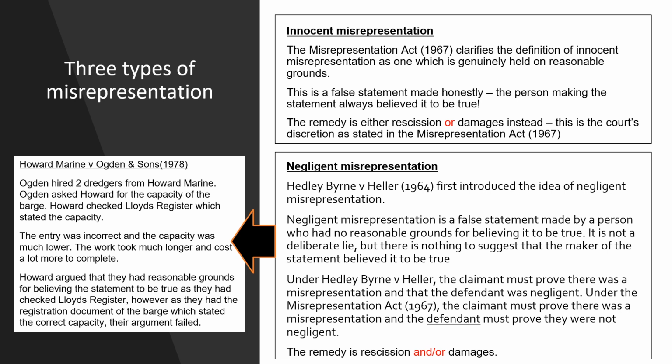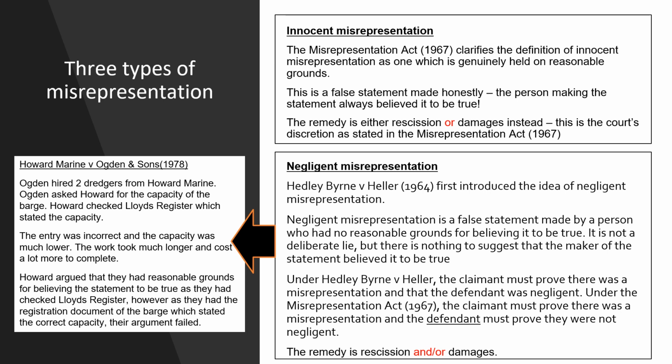Negligent misrepresentation is a bit more complicated. It was only actually introduced in 1964 in the case of Hedley Byrne v Heller, and that introduced the idea of it. So this is where a false statement is made by a person who's got no reasonable grounds for believing it to be true. So they're not lying, but they did have the truth really and could have said the truth, but they just didn't find it. And you can see that in the case to the left there of Howard Marine v Ogden and Sons. I'll go through that in a second.